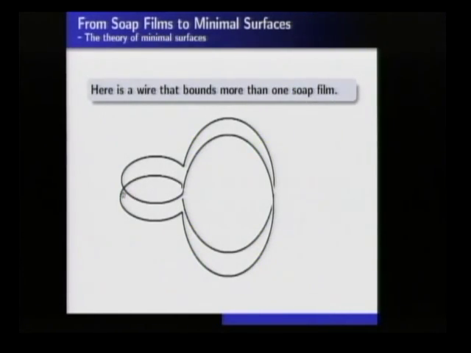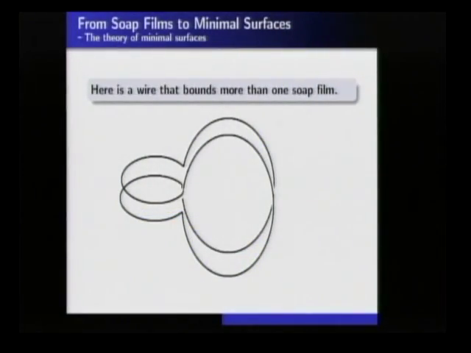Okay, here's a good example. Hopefully you've seen this before. If you haven't, it's enlightening. It's a particular simple closed curve in R3. It's kind of like two circles this way, two circles this way, and you join them up. So it's a simple closed curve in space. And we're going to see in a second that it bounds more than one soap film.